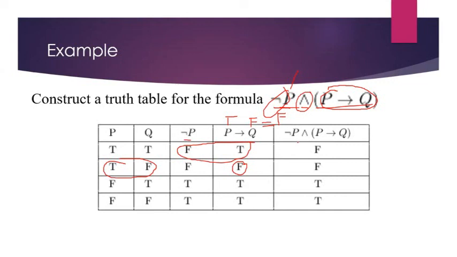So, pag AND, di ba, dapat both of the statements, so yung negation of P at saka yung conditional ng P and Q pala, sorry, dapat both true. So, ito, hindi ito both true. So, false ang answer. Ito, false pareho. So, false. So, ito, true at saka true lahat. So, therefore, yung answer is true. Kasi nga, AND ito eh. So, dapat both of them are true para true yung result. And that's the final truth table of this formula na given.